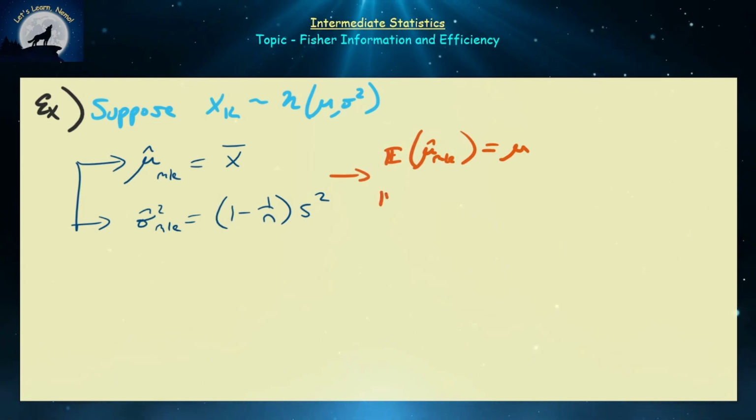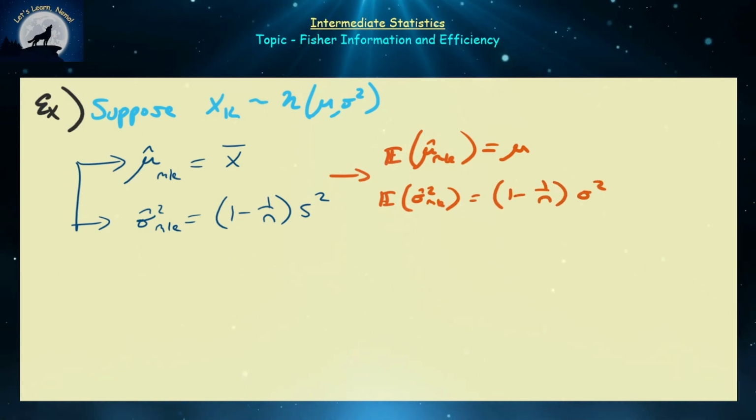And we also found that the expected value of sigma hat squared MLE was equal to (1 minus 1 over n) times sigma squared, i.e. it's not unbiased, but it is asymptotically unbiased, since 1 minus 1 over n converges to 1. So we have these two statements. So now our goal is to figure out, are these estimators efficient, asymptotically efficient, or not efficient at all?